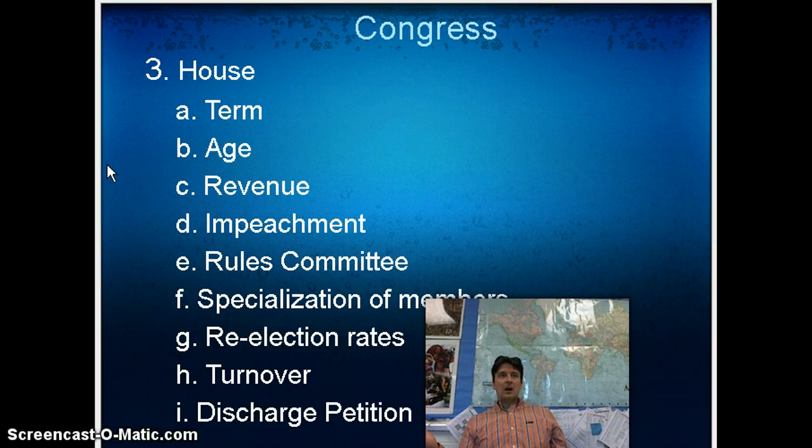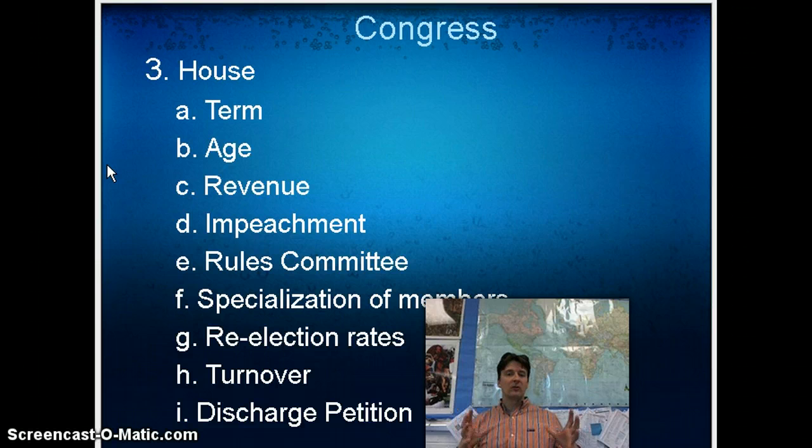On the other hand, if you're from Nebraska and you end up on a committee, like science and technology, it might not be that relevant to your life. So the more experience you have, the more you get to pick your committee.